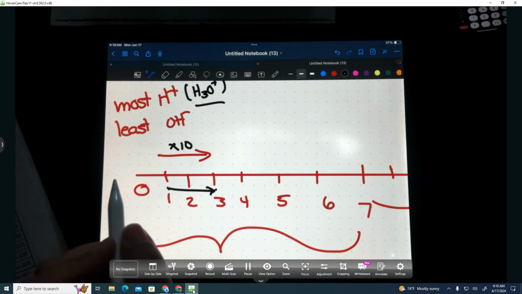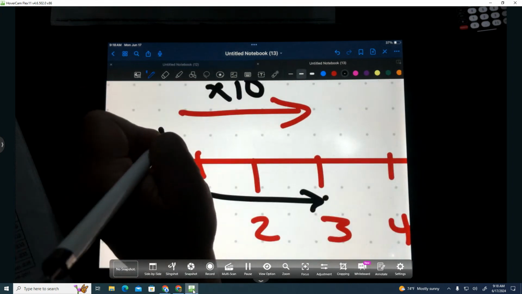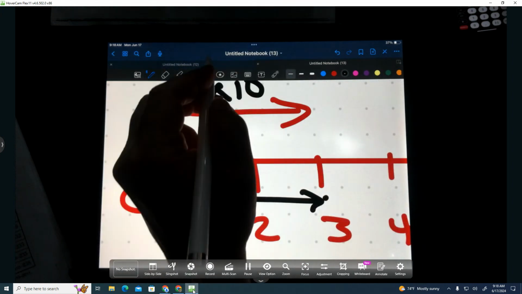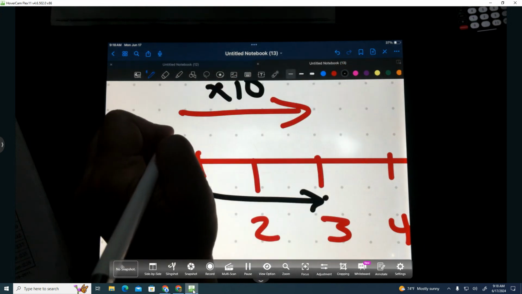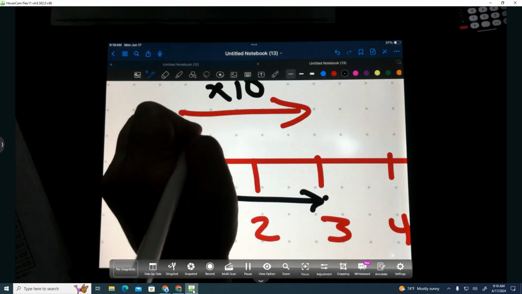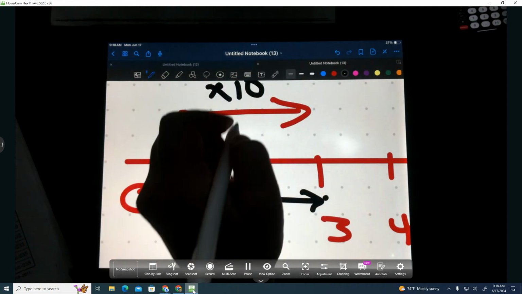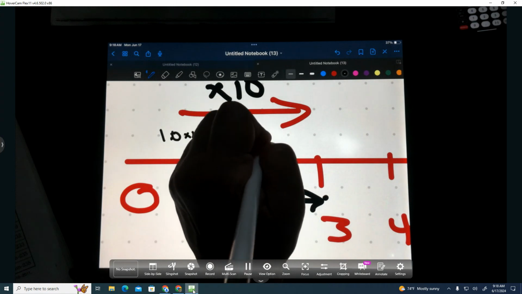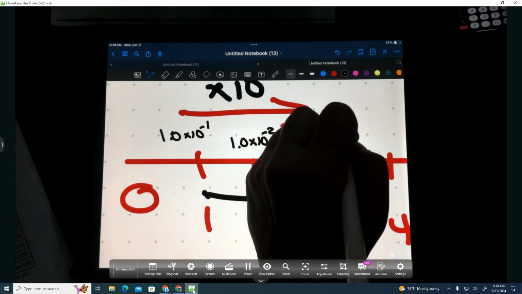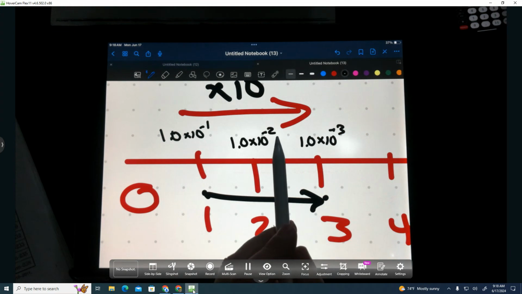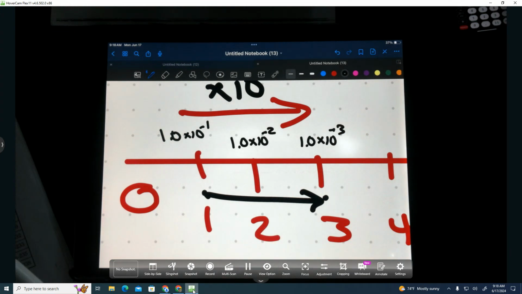Also, with a pH of 1, 1.0, let me erase that for a second. It's too fat of a pen. 1.0 times 10 to the negative 1. 2. 1.0 times 10 to the negative 2. 1.0 times 10 to the negative 3. These exponents are the pH numbers. Okay, I saw that on the Regents too.